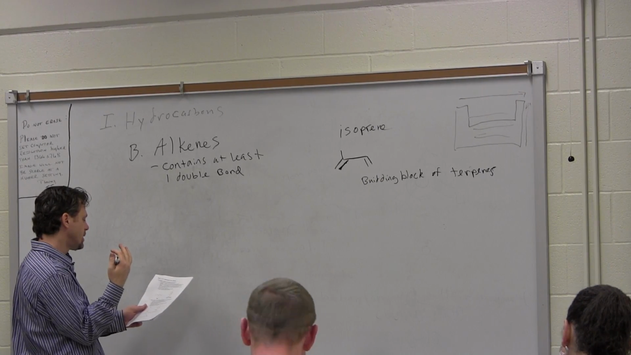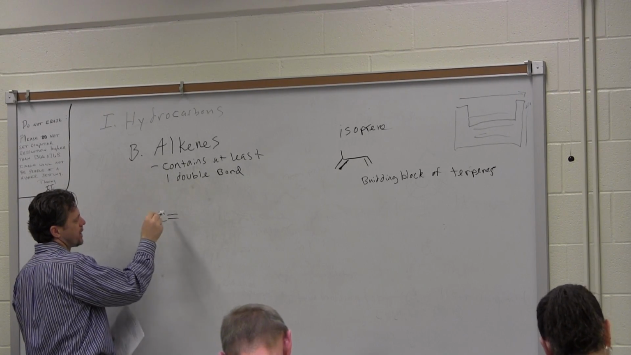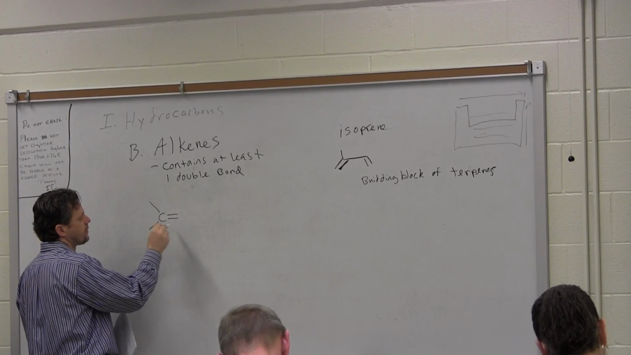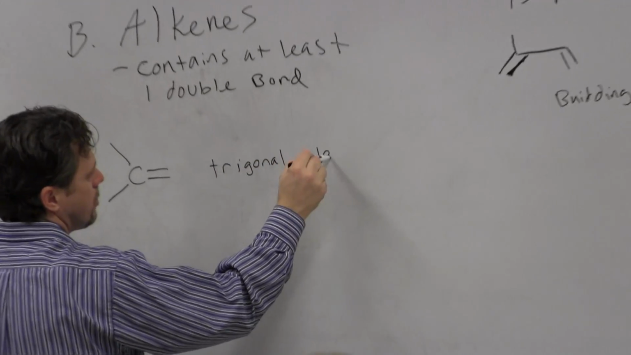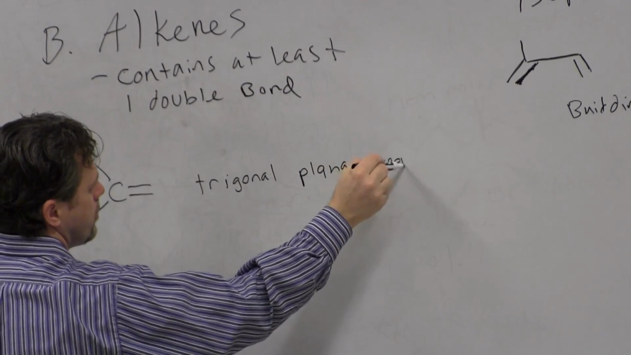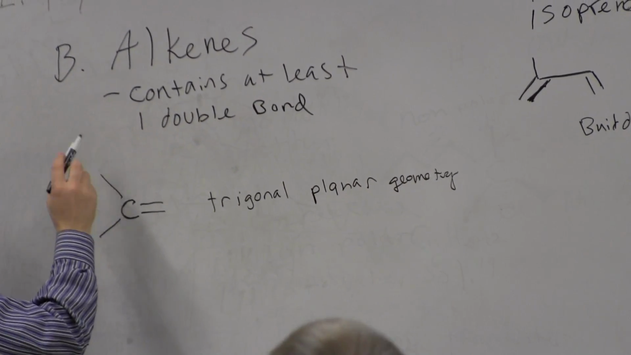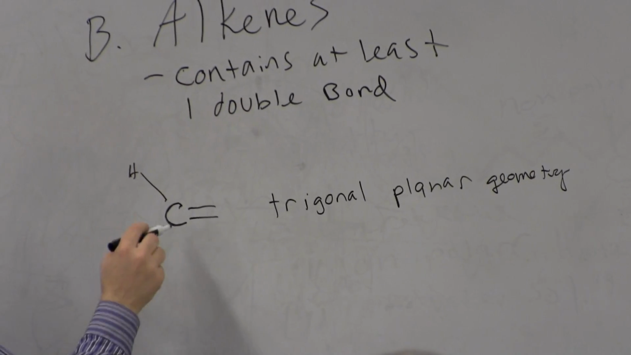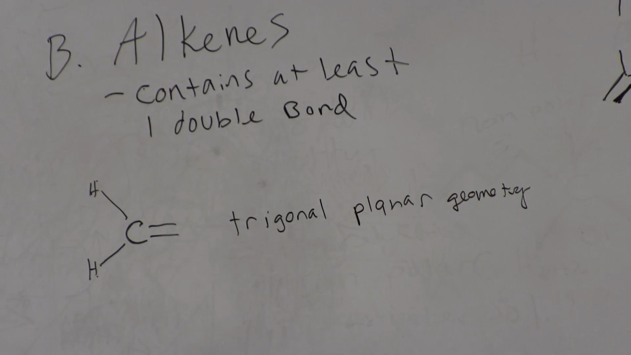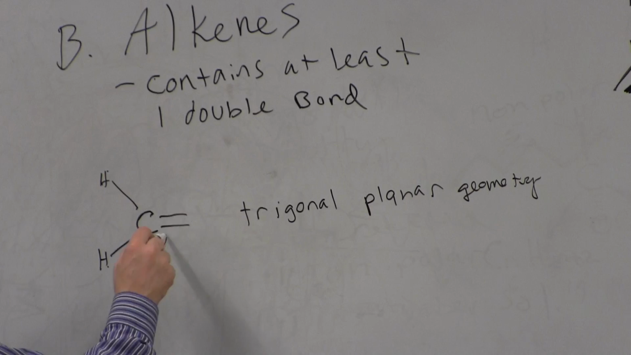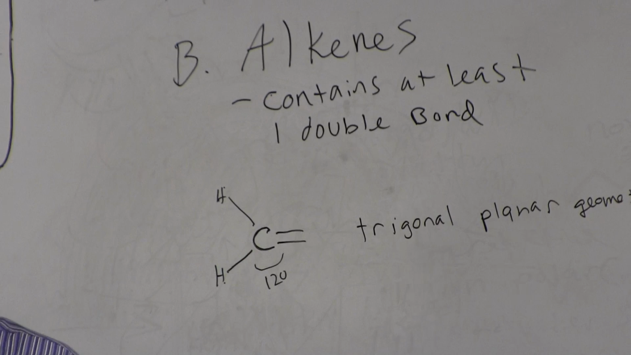The geometry of the carbon where the double bond is, we call trigonal planar. So, in other words, let's just pretend like you have a hydrogen here and a hydrogen here. This carbon and these hydrogens are all in the same plane, and there's roughly a 120 degree angle here. 120, 120, 120, it's 360. They call it trigonal planar.